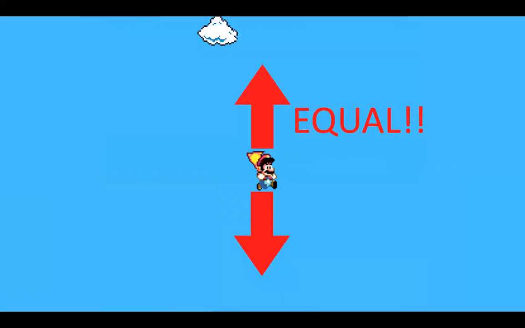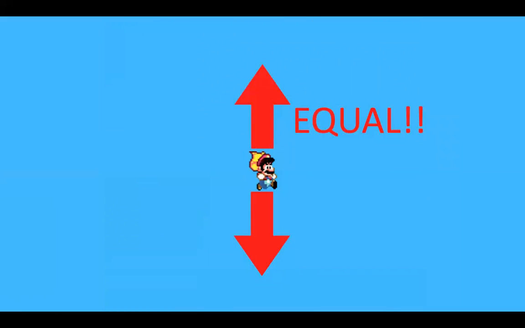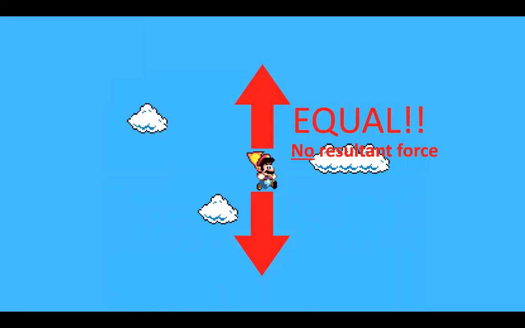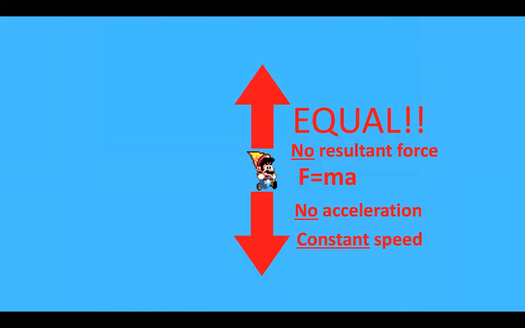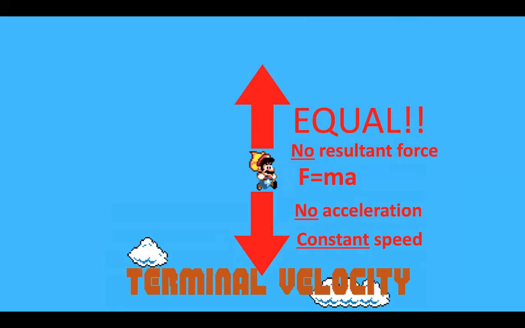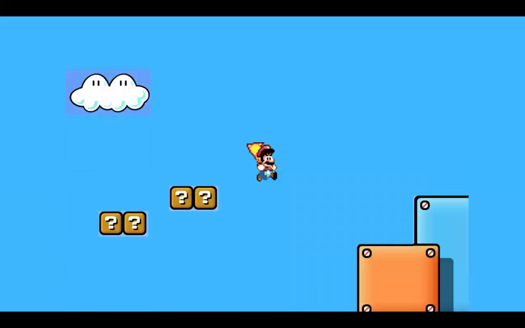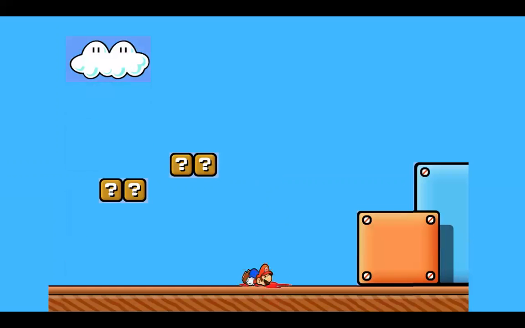Now at that point, we have Newton's second law, F equals ma, force equals mass times acceleration. The resultant force is zero, so the acceleration is zero. So he's in equilibrium, obeying Newton's first law. No resultant force, no acceleration, constant speed. So this is terminal velocity, where the downwards force and the upwards force are equal, there's no acceleration, so he doesn't get any faster or any slower. So he's falling, and that's the result.